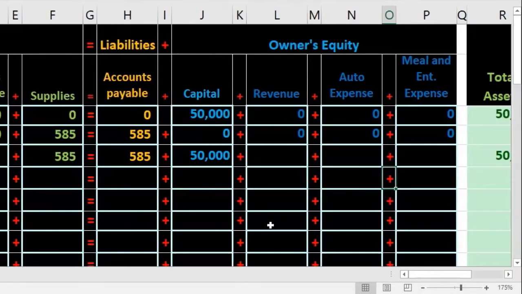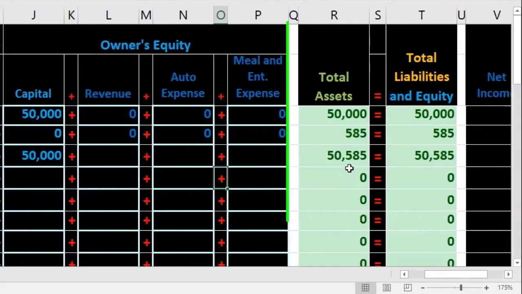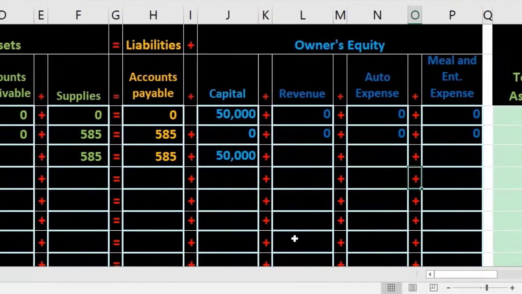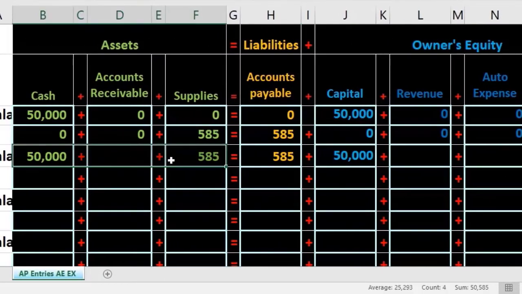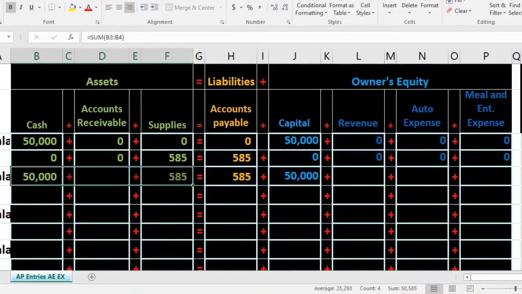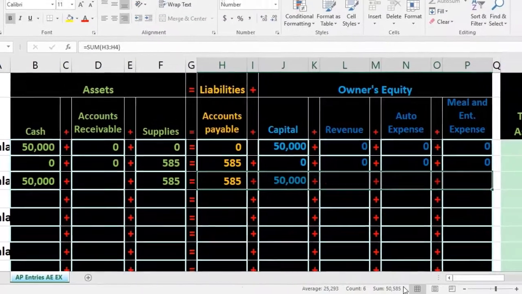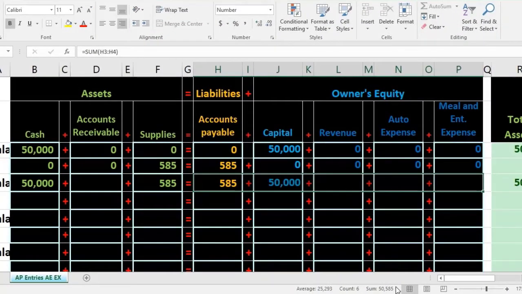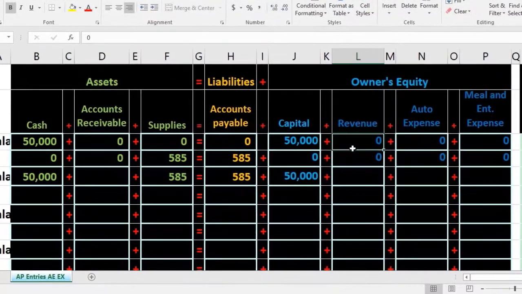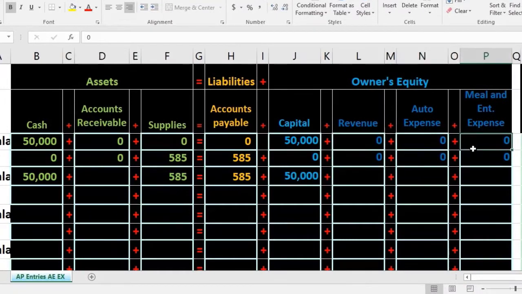So now if we scroll back over here, we see that total assets in our balance equal liabilities plus equity. We can confirm that by highlighting the total assets, adding up to $50,585, adding up the liabilities and equity on the other side, it also equaling $50,585. I'm then gonna sum up the zeros here, just summing up the zeros just to complete our worksheet so we have no blank cells in the worksheet.